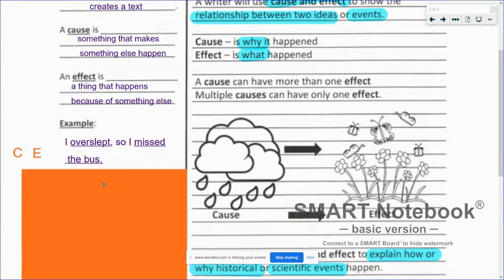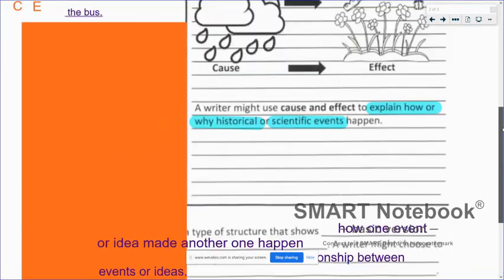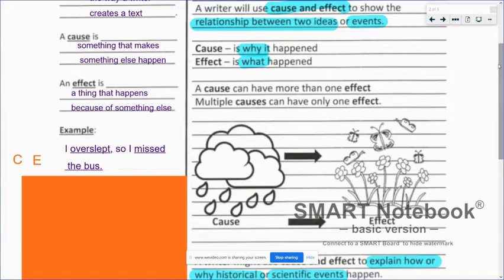Here is an example of a cause and effect sentence, and this will be similar to what you will be filling in at the bottom of your notes that I just pointed out. The sentence here is, I overslept, so I missed the bus. And I've got a C and an E over here. And I always think it's easier to label the effect first. So the effect I know is I missed the bus. Why? What was the cause? Overslept. Okay, so the cause and effect.